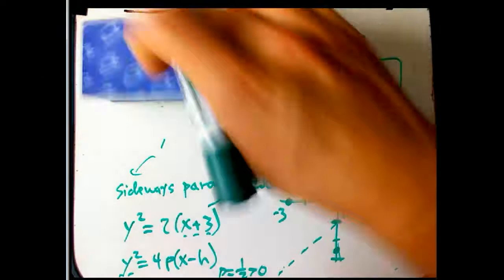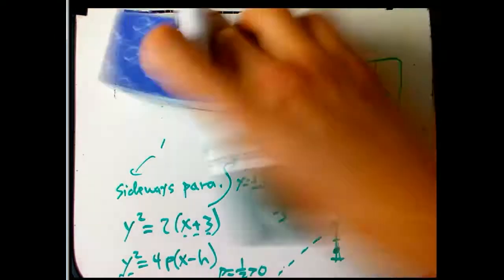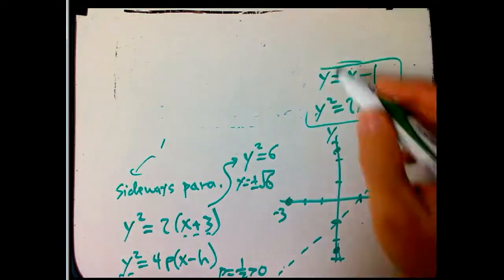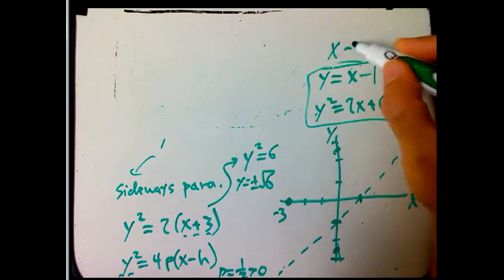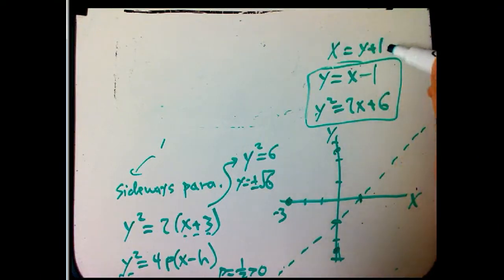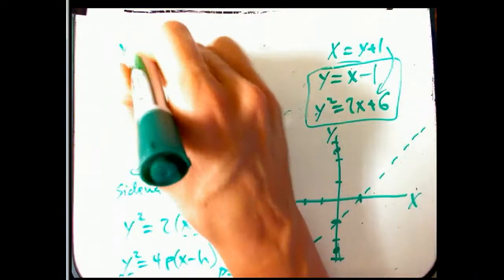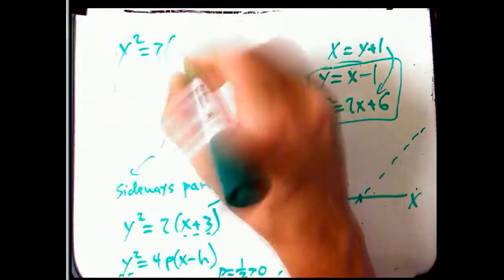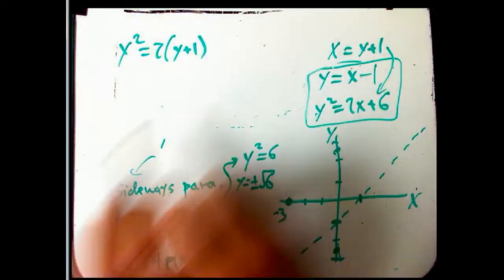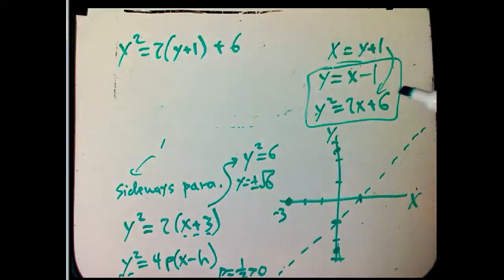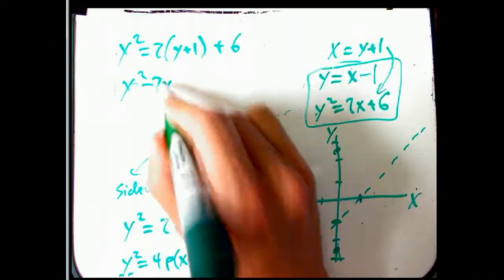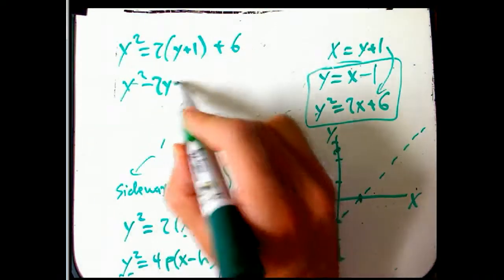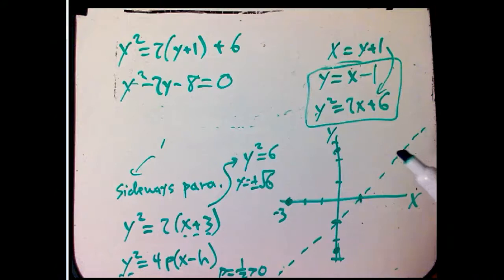Okay, so let me see if I can just not erase too much here. And we just have to look at the system. Well, we've done that. Okay, let's solve for x here, x equals y plus 1. That's good because then when we put it into here, we don't have to square anything. So y squared is 2 times the quantity y plus 1 plus 6. Okay, so y squared minus 2y, and then 2 plus 6 is 8, so minus 8 equals 0, putting everything on one side.